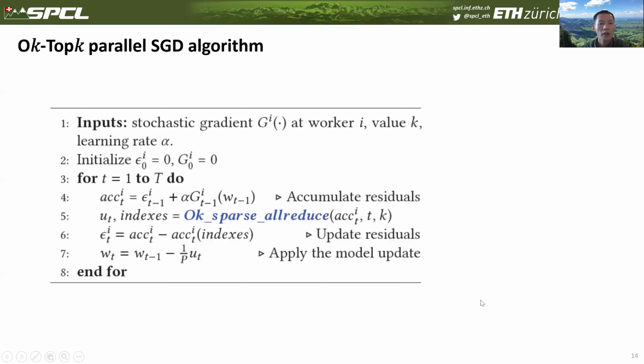Now let's present the OK top K parallel SGD algorithm. We can see it's very similar to the standard mini-batch SGD, but here we have three major differences. In line 4, we accumulate the residuals to a local buffer. The residue is the value which is not selected by top K selection. And the OK sparse Allreduce will return the indices of the values which really contribute to the sparse Allreduce. In line 6, using the indices, it will remove the values which really contribute to sparse Allreduce from the residue buffer.